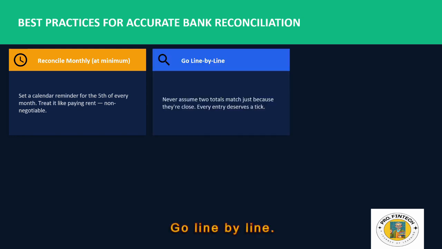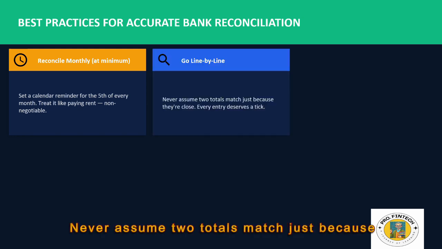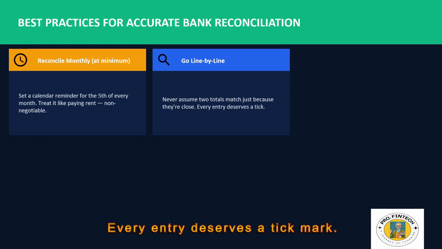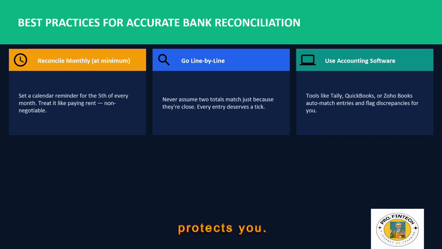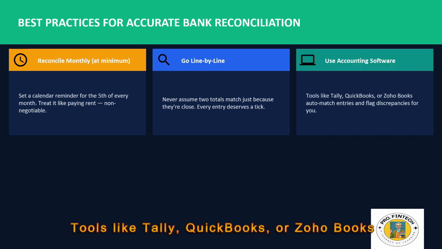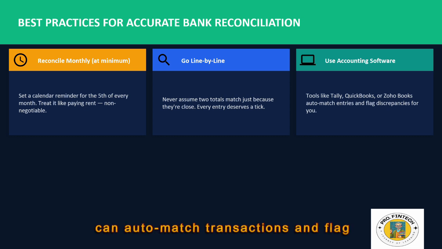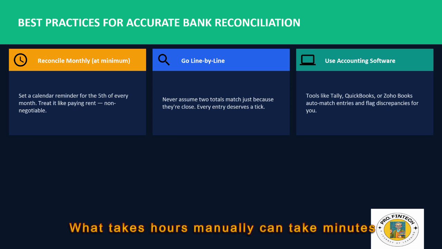Second, go line by line. Never assume two totals match just because they are close. Every entry deserves a tick mark. It's tedious, but it's thorough, and thorough is what protects you. Best practice number 3: use accounting software. Tools like Tally, QuickBooks, or Zoho Books can auto-match transactions and flag discrepancies automatically. What takes hours manually can take minutes with the right tool.